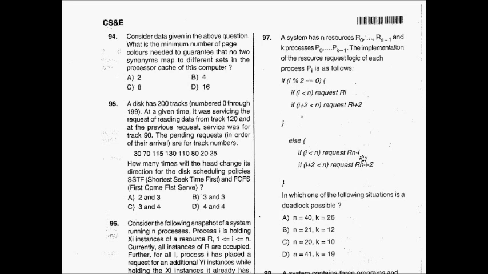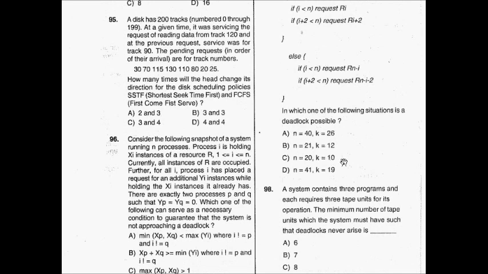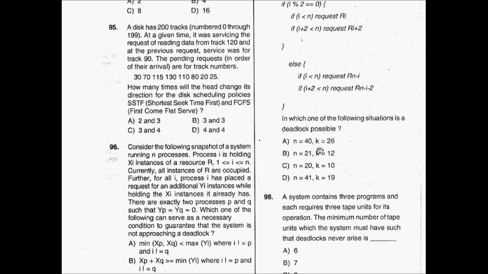Or else, if it is not true, then for p1, request rn minus i. So suppose there are 20, so p1 will be requesting r19, and p3 will be requesting r17. So you are seeing that from the front end it is going in even fashion, from the back it is coming in odd fashion. Now what you have to see from here is whether a deadlock is possible in the following situations.